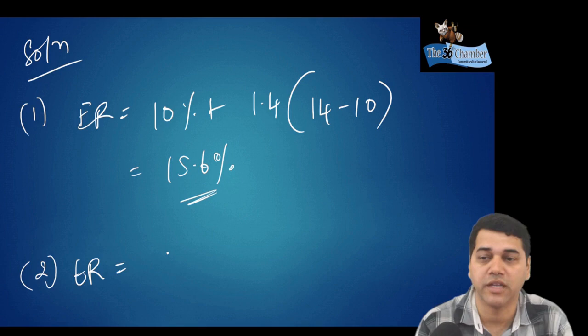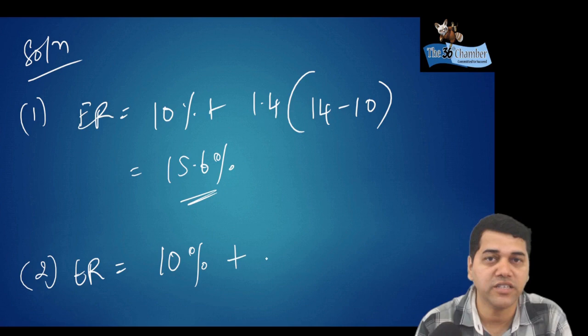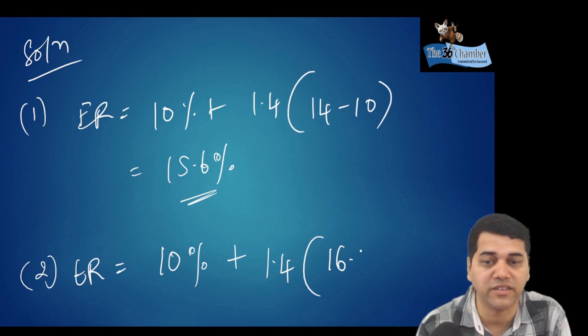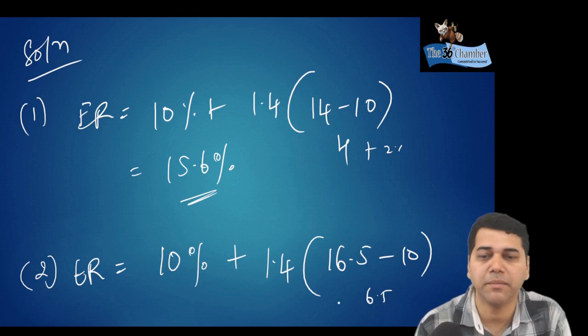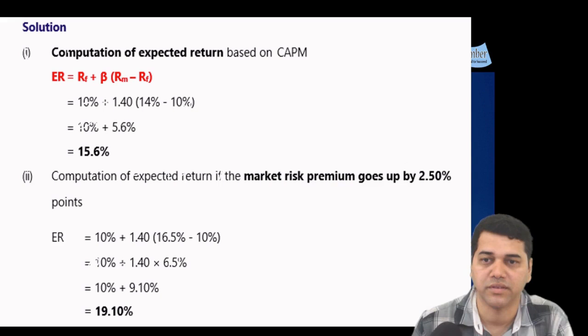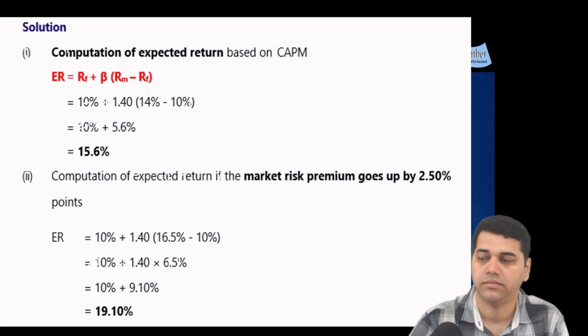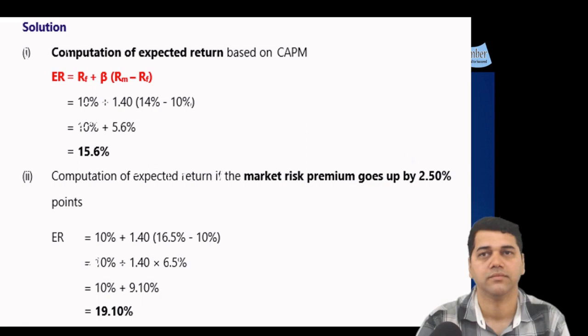Plus, did beta change? No. Market risk premium changes, that means market return 16.5 minus 10. What is your MRP? 4. Add 2.5, it becomes 6.5. It's the MRP now. And when you solve this, you get 19.1%. Easy. Clear, no? Okay, so we'll move on to the next question.